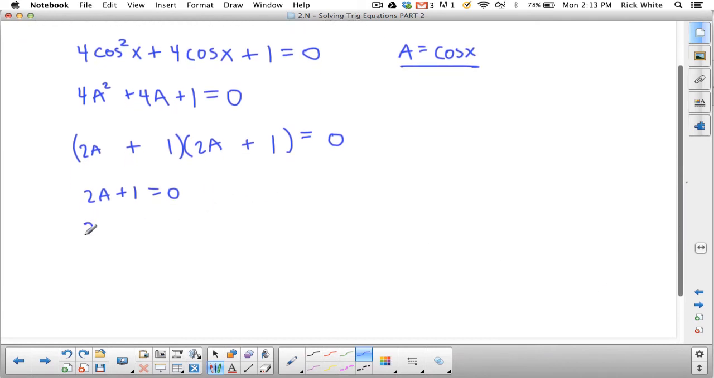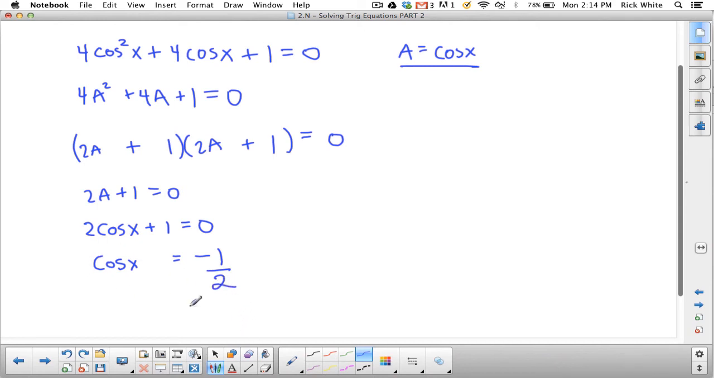Let's convert this to 2 cosine x plus 1 equals 0. And let's start solving this. All right, let's subtract 1 from both sides. So then cosine equals subtract the 1. And you want to divide by 2 also? I'll divide by 2. So now I get cosine of x is equal to negative 1/2.